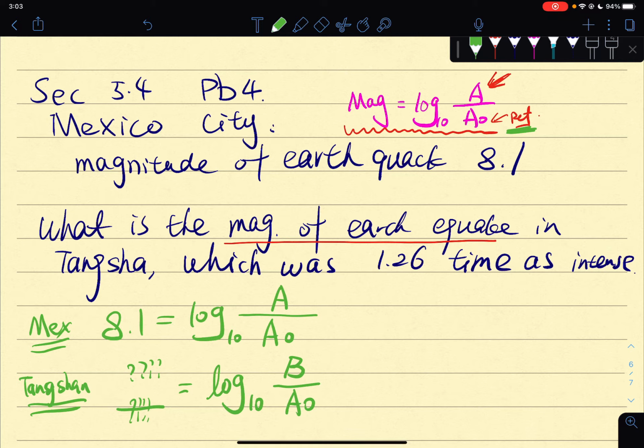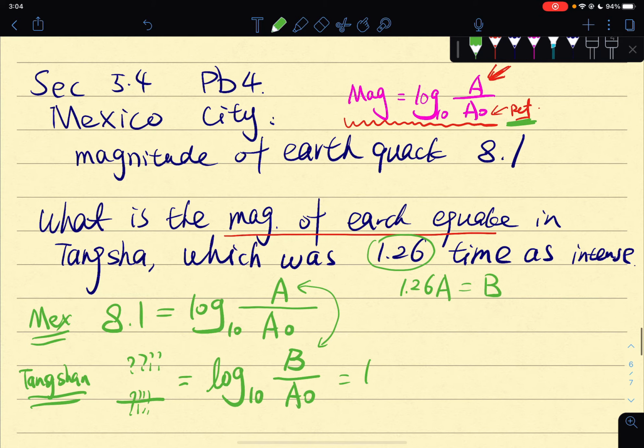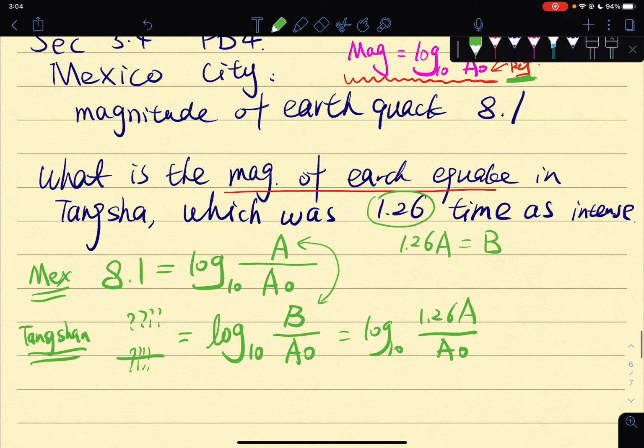Okay, what is known? It is known that the two earthquakes are connected by a ratio of 1.26. So 1.26 times A is exactly B. So I'm saying log 10 of 1.26A over A0 is what you are looking for. You may say, if you could have told me what A and A0 are, I would just use my calculator and carry out this calculation. I say, yeah, that's good, but I didn't give you that. I only give you what exactly this piece is.